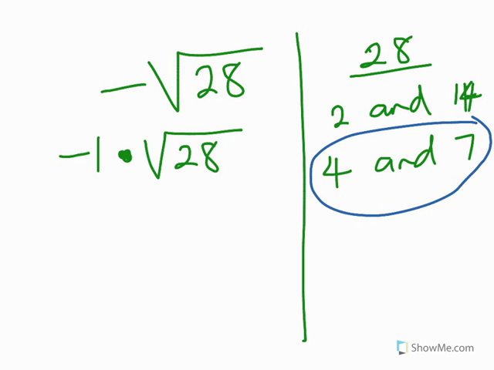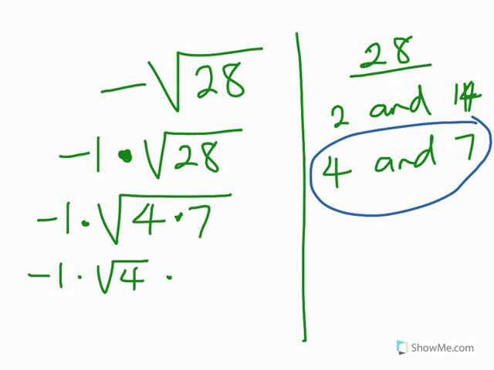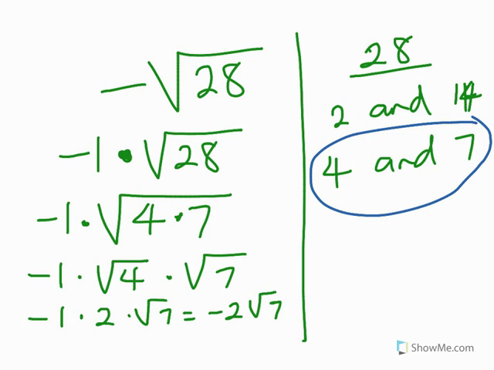So this means negative 1 times square root of 4 times 7. So this means negative 1 times square root of 4 times square root of 7. So this means negative 1 times 2 times square root of 7. So this means negative 2 square root of 7. And that becomes your answer.